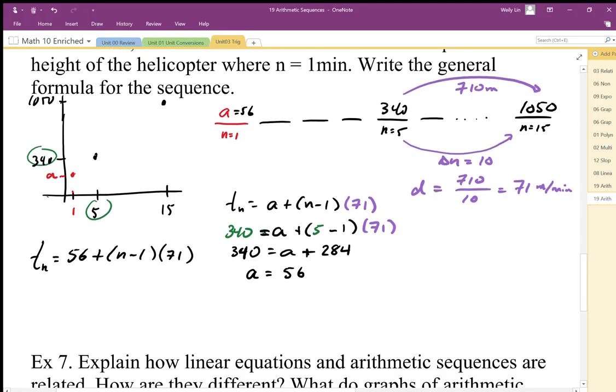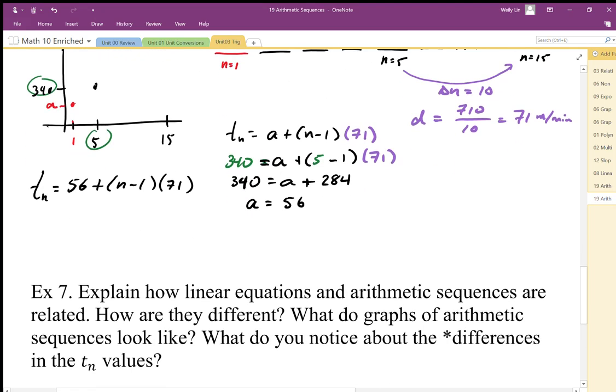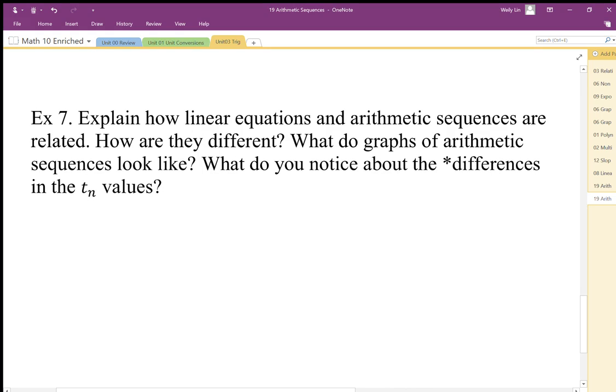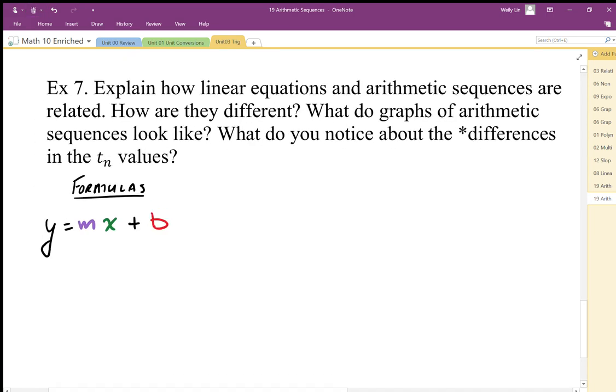So this arithmetic sequence is very much like a linear equation. In fact, it's pretty much the same. So how are arithmetic sequences and these linear equations related? Well, if I take a look at the formulas, the formulas are going to be like this. Y equals mx plus b. Okay, so that's a linear equation formula.